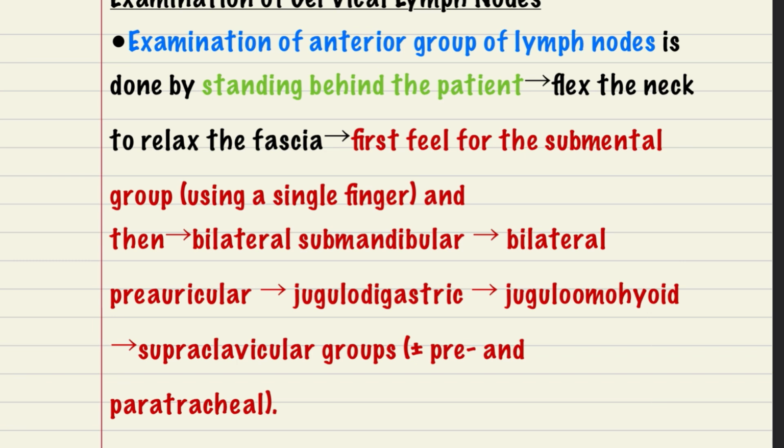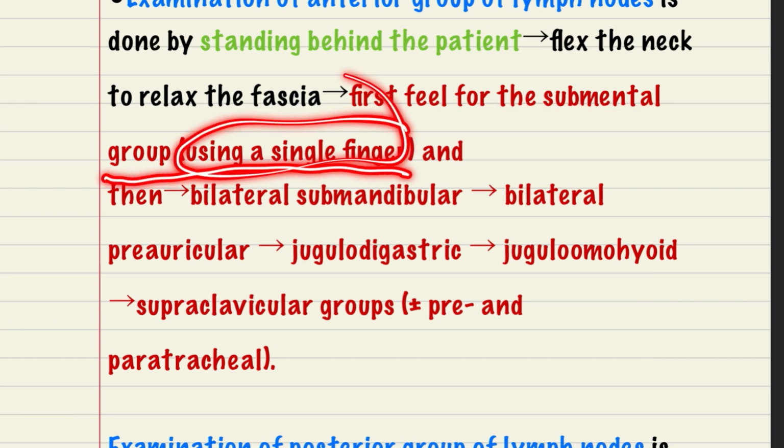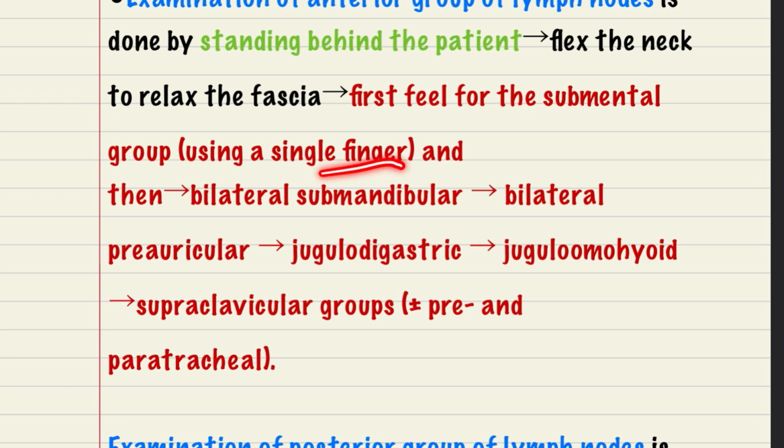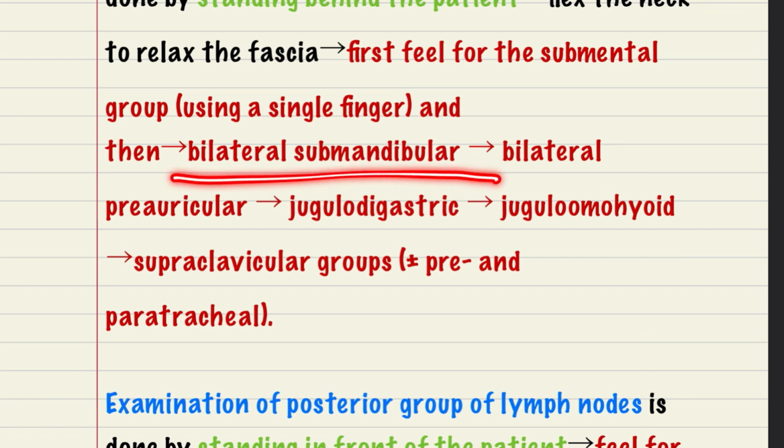First of all, we examine the anterior lymph nodes, which is done by standing behind the patient. You will ask the patient to flex the neck, which will relax the fascia, and then start palpating the lymph nodes from behind the patient. First you will go for the submental lymph nodes using a single finger, right? You will use a single finger and palpate the submental lymph node. Then you will move on in the manner written here.